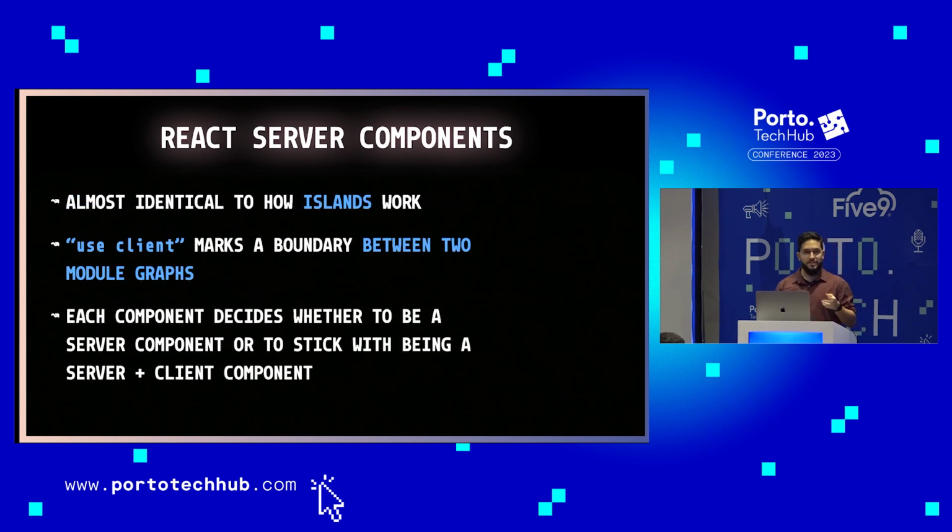Now that we discussed islands, server components can be abstracted on top of the idea of islands, but the difference is, if we remember Astro, if we're using Astro and React, we have a boundary. But with server components, everything is React. That's why you have to keep this in mind, because you need to draw the boundary between the two module graphs yourself. And the other thing about server components is that each component can decide whether it will be a server component or stick to being a client component.